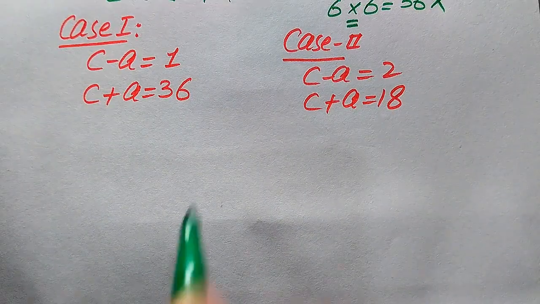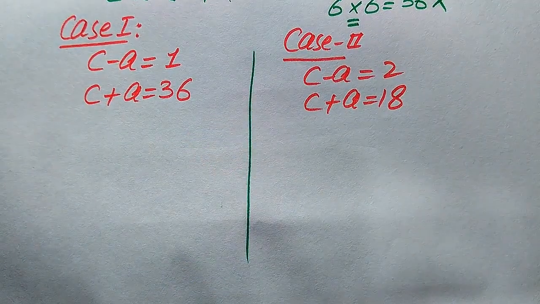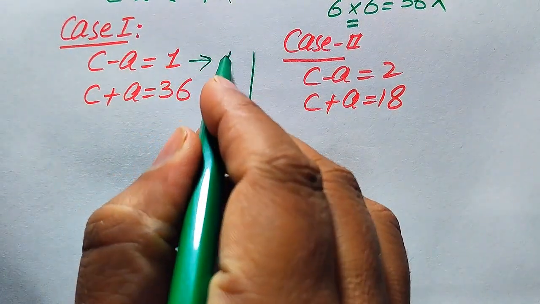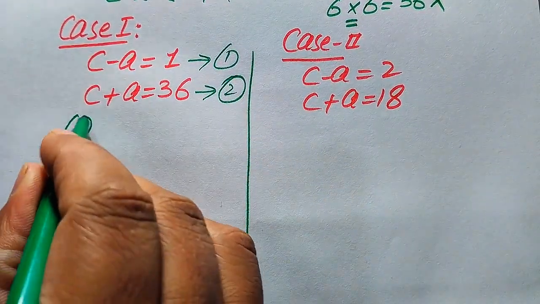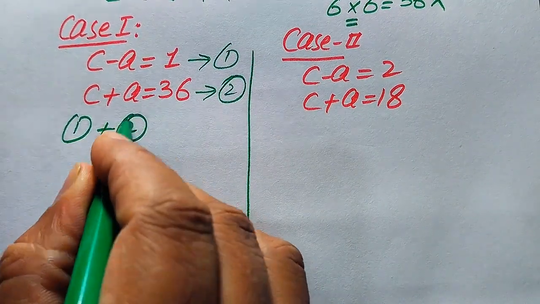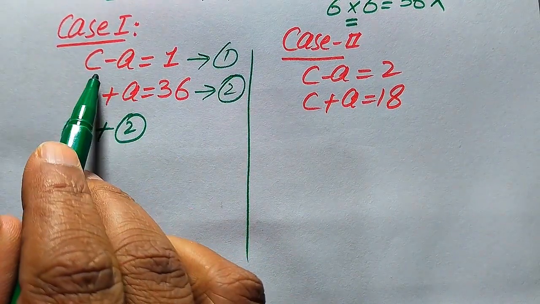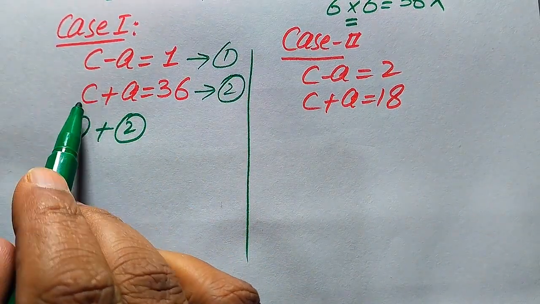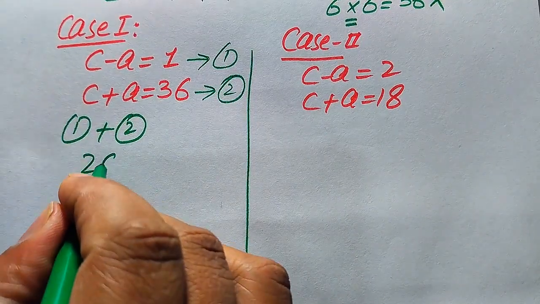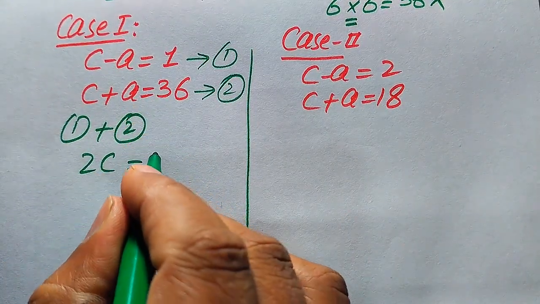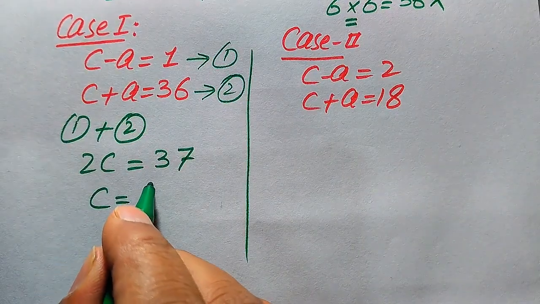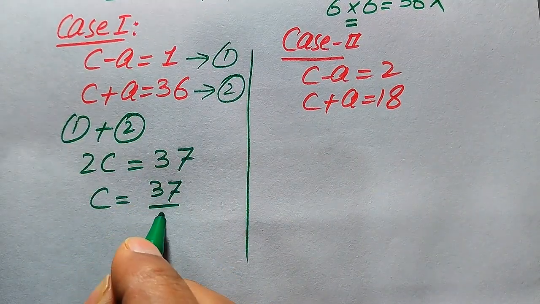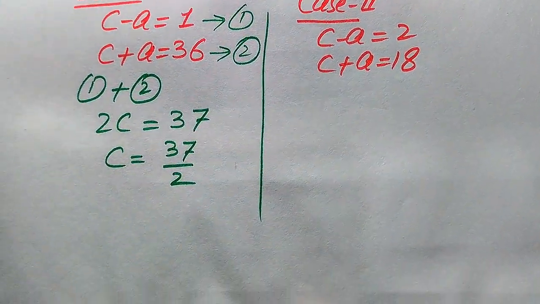Now here we have equation number 1 and equation number 2. First we sum up equation number 1 and equation number 2, and you see here the a and a are gone, and we get c plus c becomes 2c equals 1 plus 36 becomes 37, and here we easily get the value of c equals 37 divided by 2.